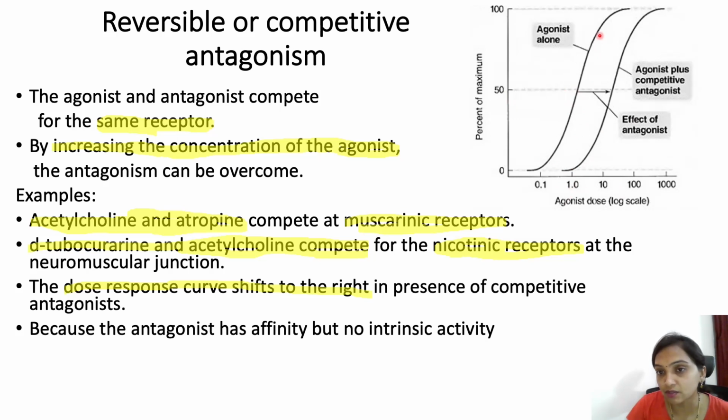This is the response when you give only the agonist, and this is the response when the agonist is given in the presence of antagonist. Okay, understanding? The response is decreasing in the presence of antagonist. So that is why we say the dose response curve will shift to the right. And as I have already mentioned, the antagonist has affinity to the receptor, but there is no intrinsic activity. Activity is 0, that is, there is no response.